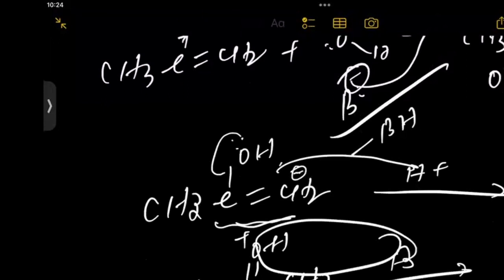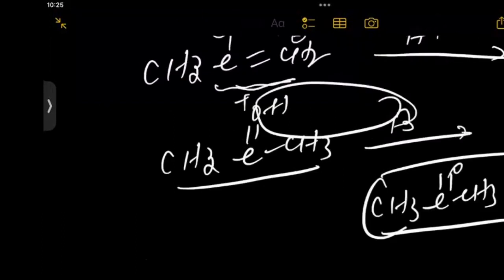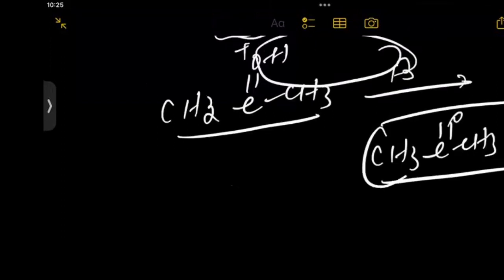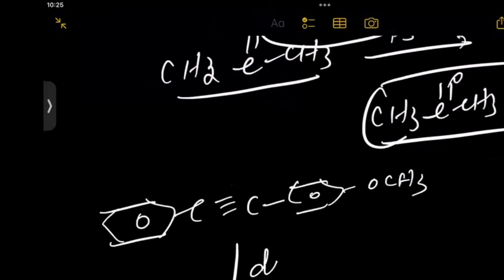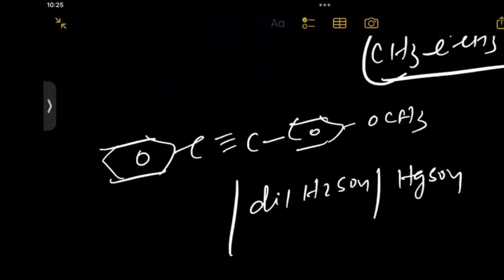Done. Now we will understand through one question, and you tell me which option would be correct. This is the question. You have this alkyne, benzene-C triple bond-CH. We react it with dilute H2SO4 and HgSO4, so the option is benzene-C double bond O-CH3. That is the first option. Second, you have to tell me which option is correct here.